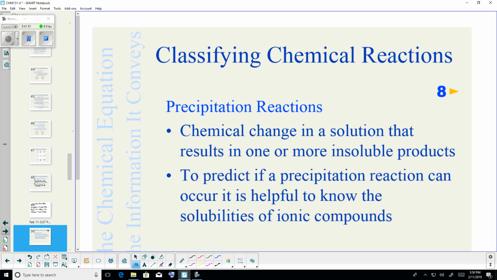So precipitation reactions, which is what you just see up here with the silver nitrate and the copper, are a chemical change in a solution that results in one or more insoluble products. So how do you know it's going to precipitate? We have to know about solubilities of ionic compounds.